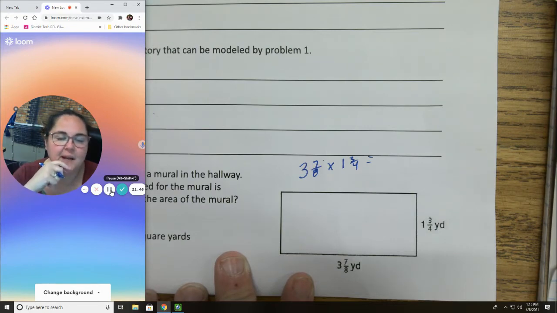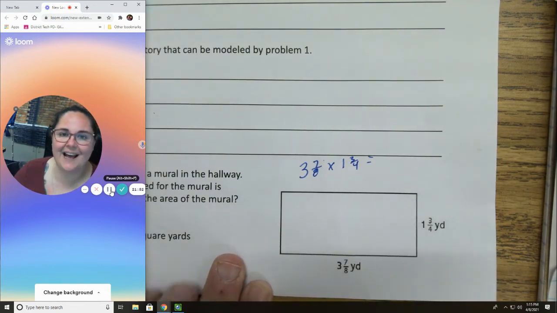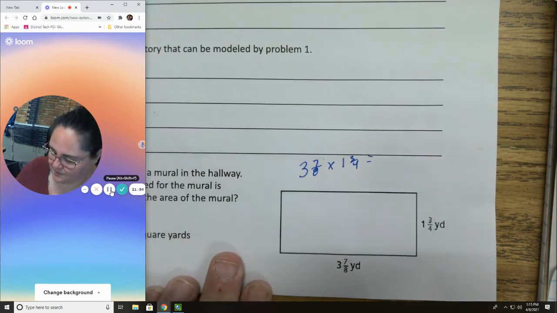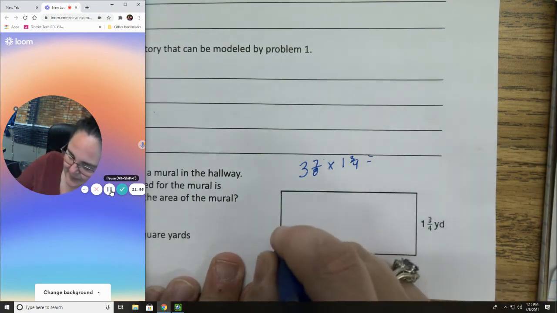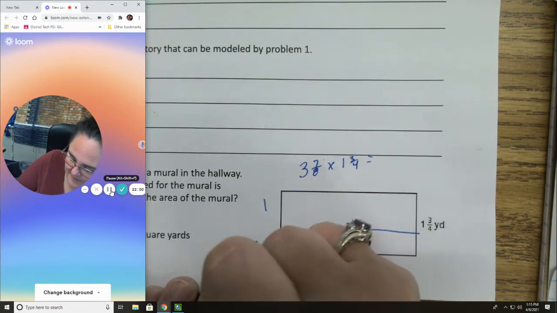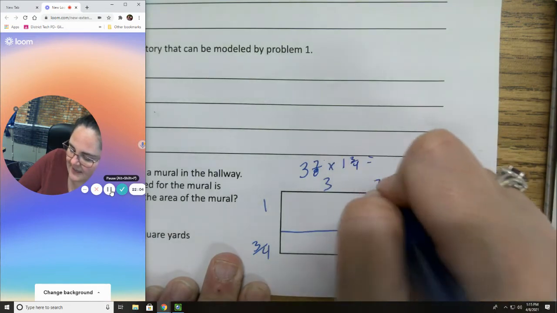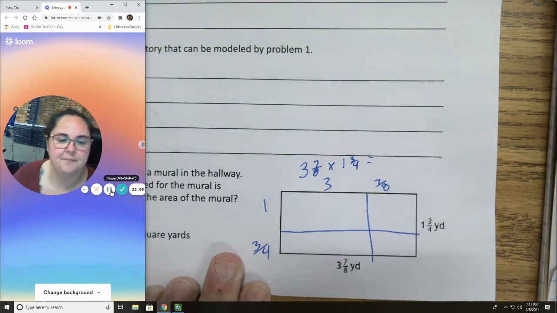I am going to use area model for this one just because I think with this specific picture, it might be a little easier, and I want to show you with a larger number. So first thing I'm going to do is separate it. 1 3/4. 3 7/8. I am going to do it the other way in just a moment, so I will show you that way as well, but we're going to start with this way first.